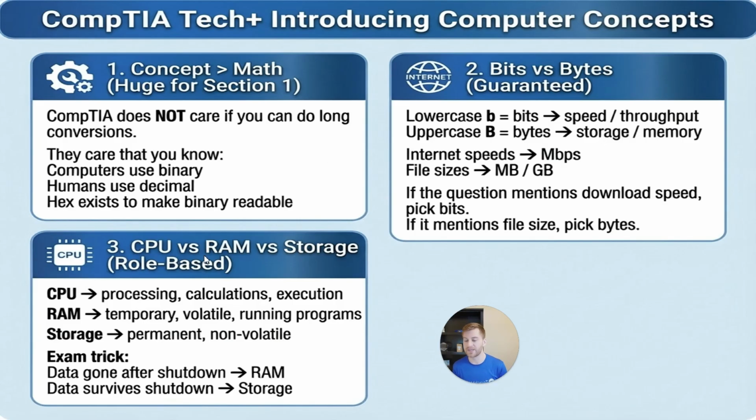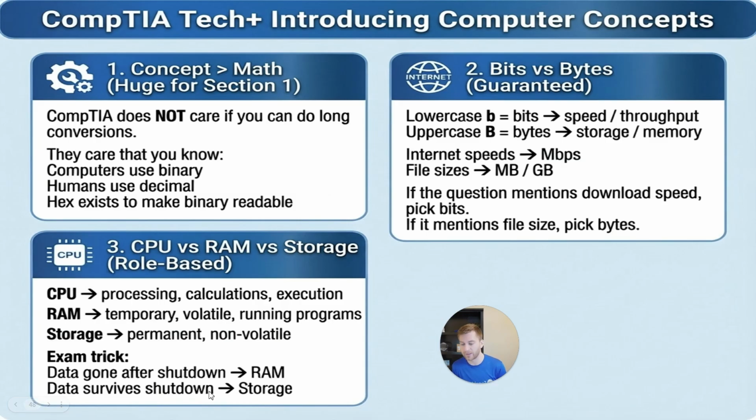Next up is CPU versus RAM versus storage. CPU is for processing, calculations, and execution. RAM is temporary, it's volatile, and it runs programs while the computer is powered on. Storage or long-term storage or solid state drives or hard drives, things like that, that's permanent, and that's what's known as non-volatile. An exam trick here is that data is gone after shutdown.